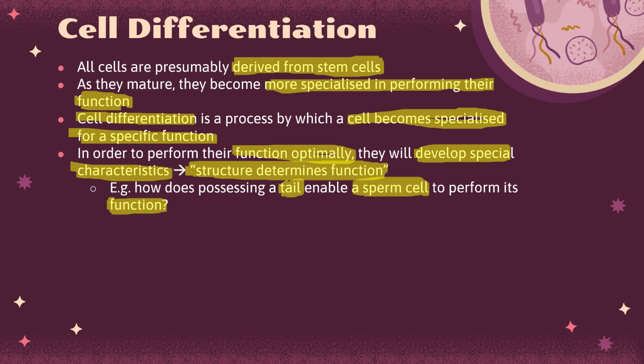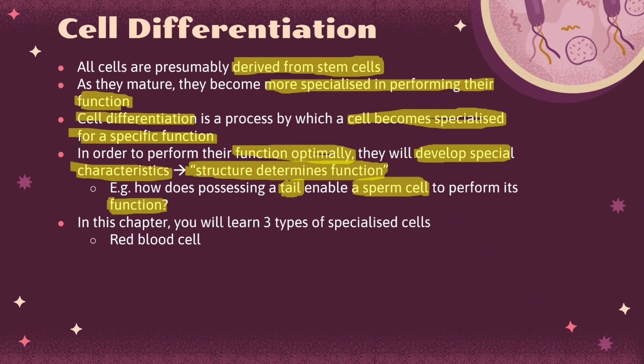And this is what I meant when I tried to explain to you what a specialized cell is. In this chapter, you will not learn the sperm cell. You will learn three different types. You will learn the red blood cell, the muscle cell, and the root hair cell. For each cell that I'm highlighting to you, I will talk about the function first, and I will talk about the structural adaptation. And you have to learn all of them. It is in the syllabus, and this is pretty heavy, and you have to remember all of them.